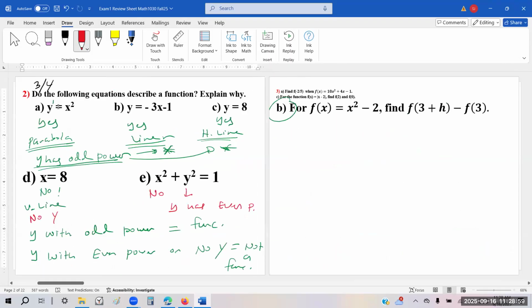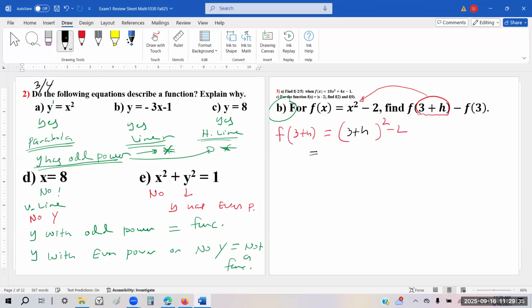Okay, the next type, we have f of x, and they want us to find f of 3 plus h minus f of 3. So do you remember what you're supposed to do first? Replace 3 plus h with every x you see. So f of 3 plus h is (3 plus h) squared minus 2. So instead of x squared, you get everything inside the parentheses.